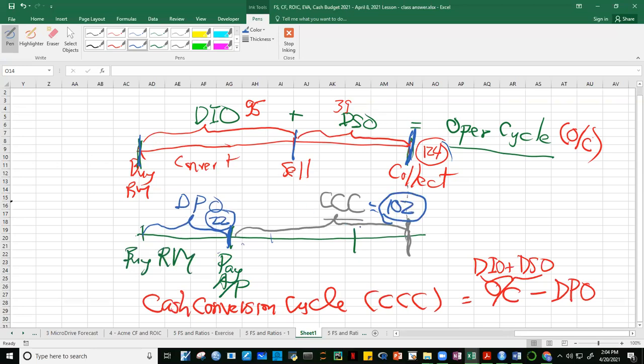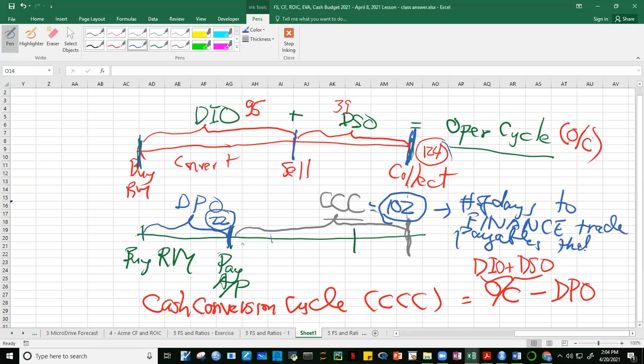That's your cash conversion cycle, which means ito yung number of days to finance yung mga trade payables natin. Trade payables that became due. Okay? So, ibig sabihin yan, guys, 102 days muna tayo bago makabenta. So, that's more than 3 months.